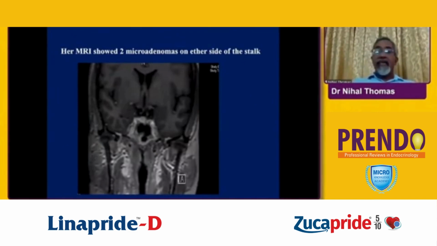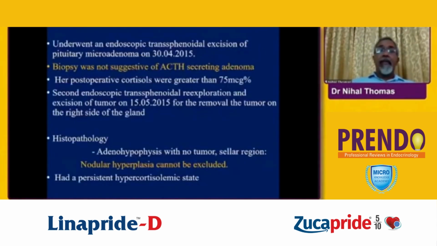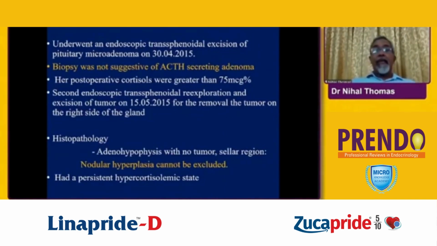The red herring in the sense that you can see 2 microadenomas on the MRI on either side of the stalk. And this, if you remember once again, the other patient whom I'd shown you also showed a bulky pituitary, the first patient whom I just talked to you about. The patient at another center underwent a transsphenoidal surgery, but the biopsy was not suggestive of an ACTH secreting adenoma, and his cortisol levels persisted to be high.